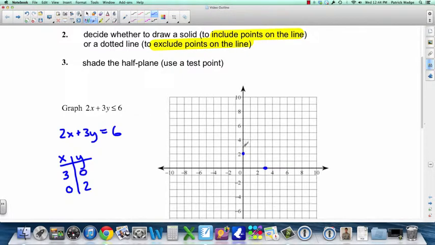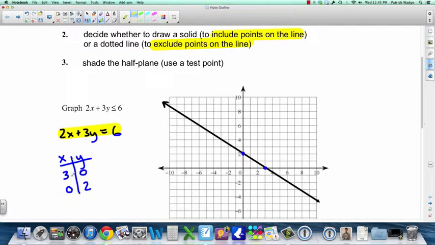But wait, don't draw the line yet. Now we have to go to step 2. We have to decide whether to draw a solid line or a dotted line. So I'm just going to draw this first to talk about it. I'm going to draw that it's solid. Okay, there it is. So why do we draw this solid line? Because these 2 points are only 2 of many, many, many, many points that satisfy this equation right here, right?